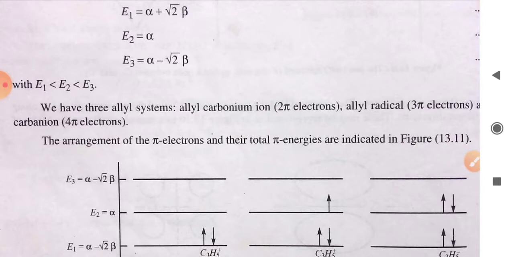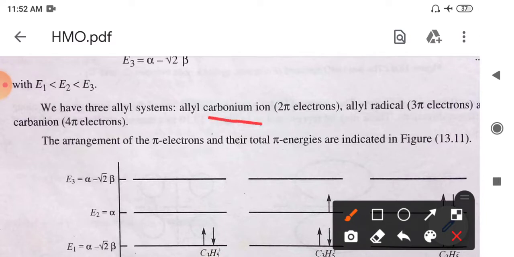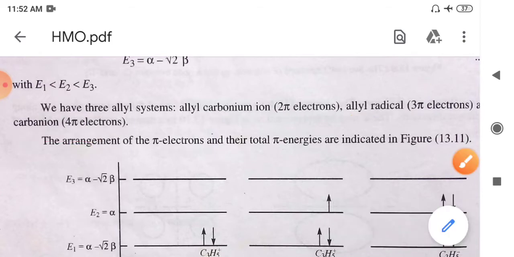So this allylic system can have three types of nature. One is the carbonium ion, which is cationic, then the allylic radical, which has the free electron, and the last one is the carbanion. The carbonium ion has how many electrons? 2 pi electrons. For allylic it is 3 pi electrons, and for the carbanion it has 4 pi electrons.